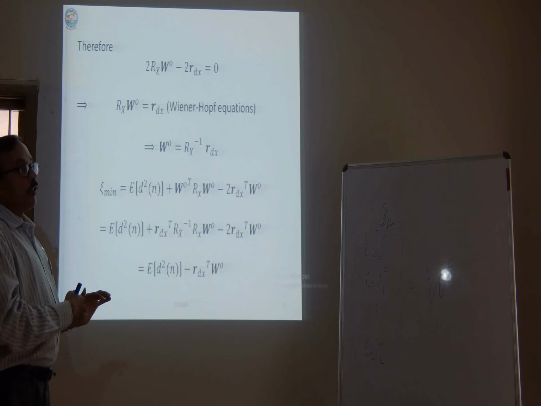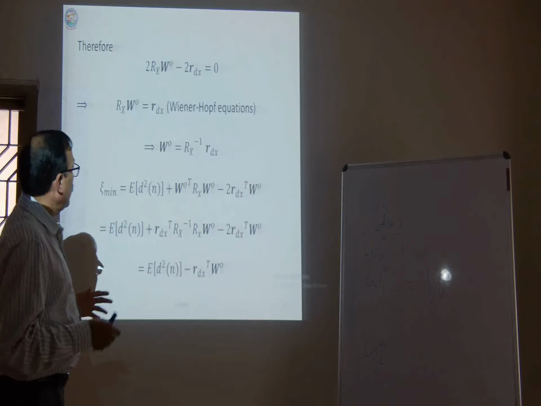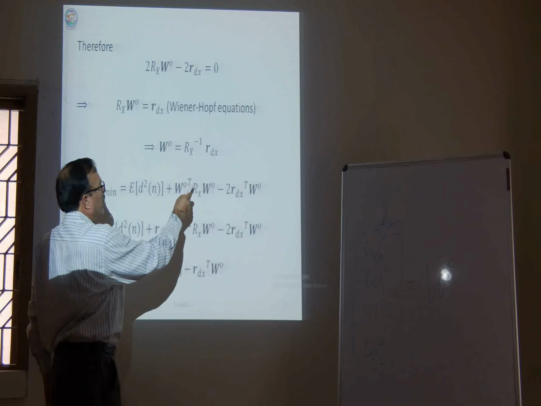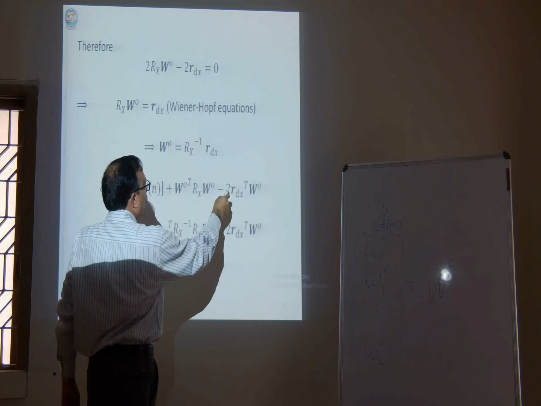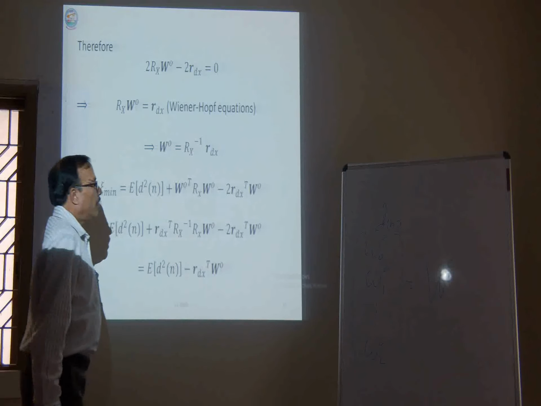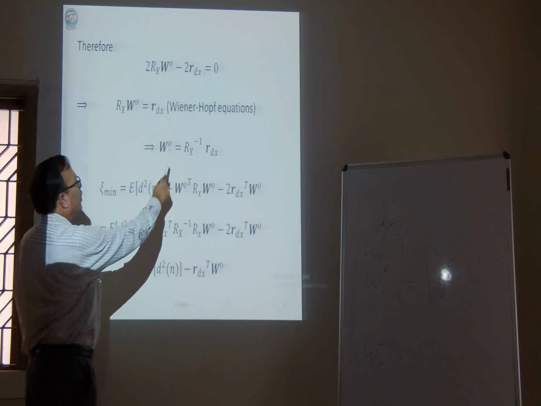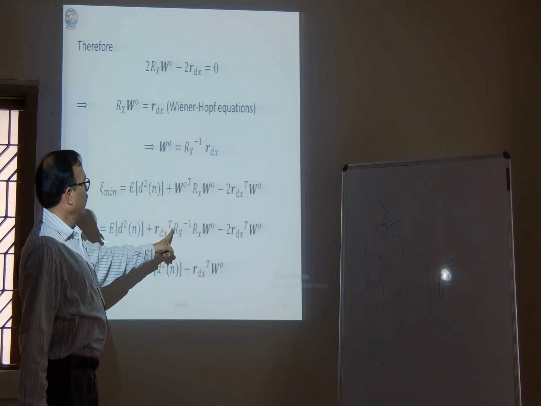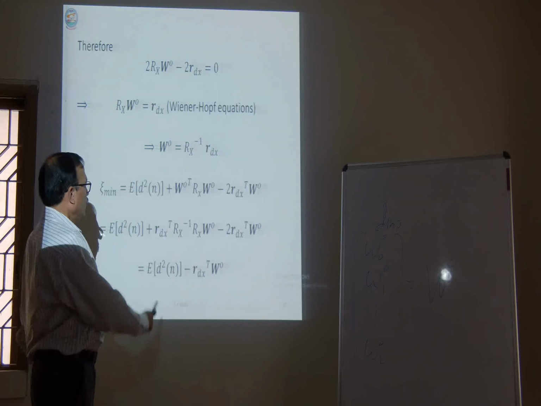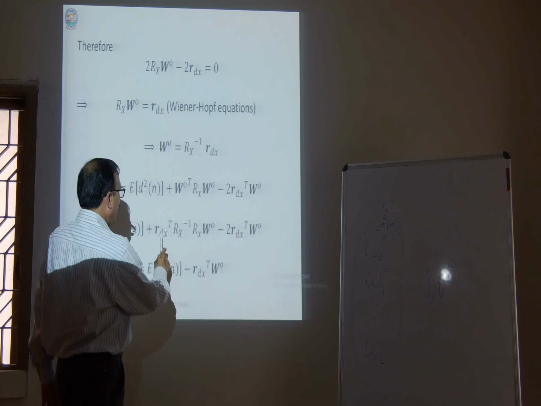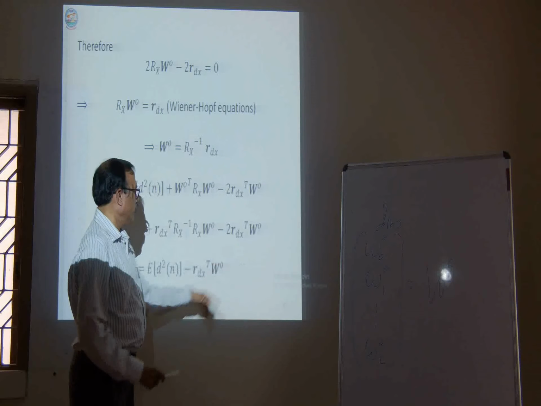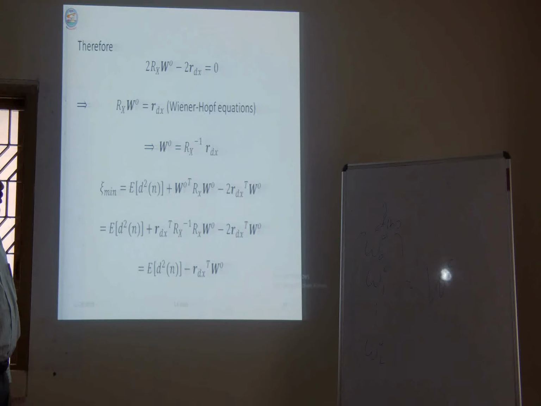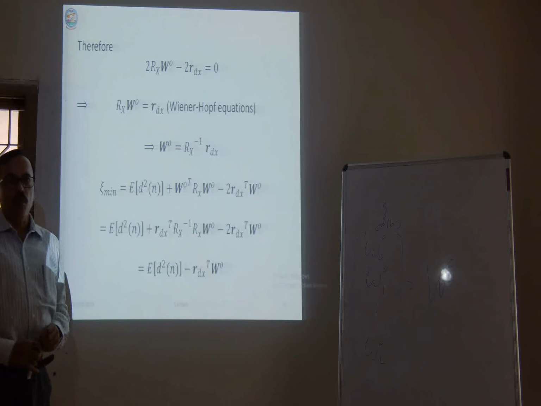So at the optimal weight, what is the error? Error actually cannot be 0. So what is the error we are getting? E min is equal to E d square n plus w0 transpose Rx w0 minus 2 rdx transpose w0. What is w0? w0 is nothing but Rx inverse into rdx. So if you put this one into this one, it is the identity matrix. So what we are getting is rdx w0, and here also rdx transpose w0. So this one cancels. So this is the minimum value of the mean square error, when w is equal to w at the optimal point.